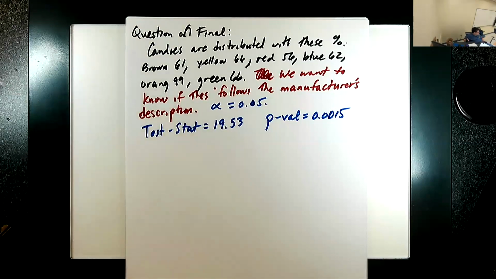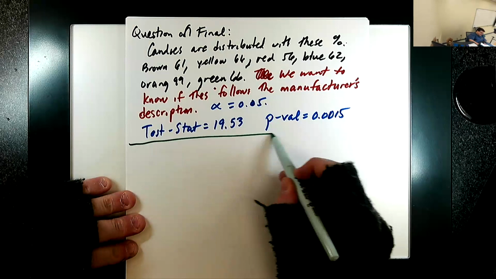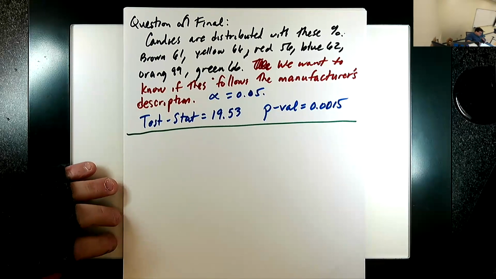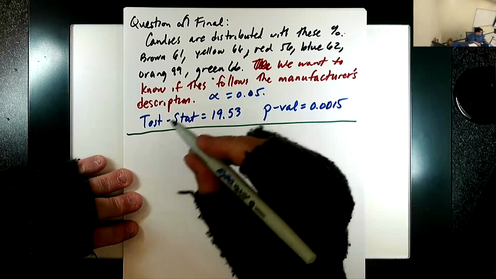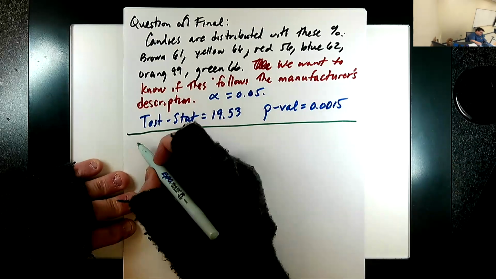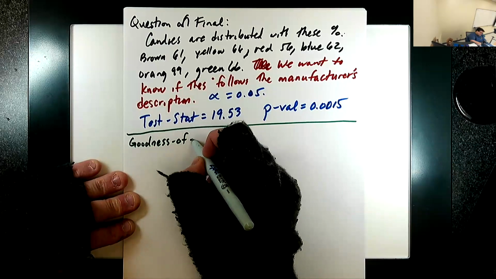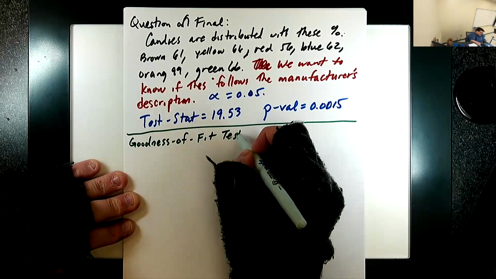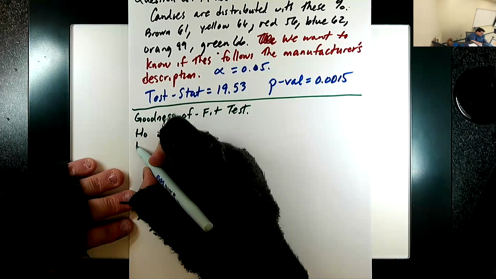I will give you the StatCrunch output. You do not need StatCrunch. Your job is to do the following. We need to do the 5 steps of the hypothesis test. First thing, we are trying to see if the candies fit the manufacturer's description. If they are a good fit for the manufacturer's description, this is a goodness of fit test. So your job is to tell me what kind of test it is. Then you'll need to give me H naught and HA.